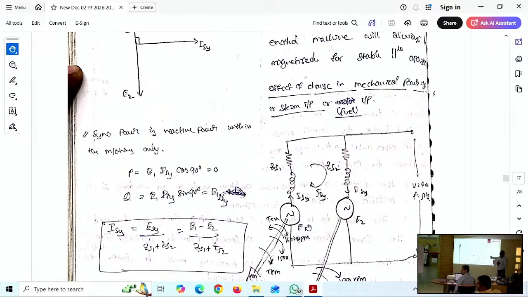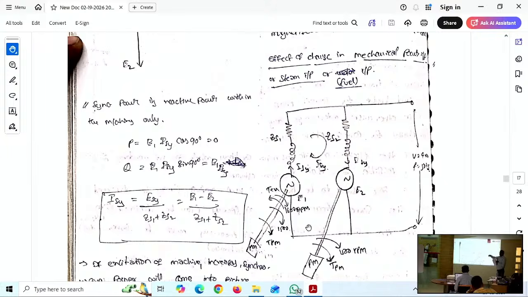Loading condition I will discuss. This is the no load condition. During loading, how the armature currents will differ, that case I will discuss now. So the synchronizing current is now given, as a magnitude, by the difference in voltage divided by the effective impedance, the total impedance we can say.